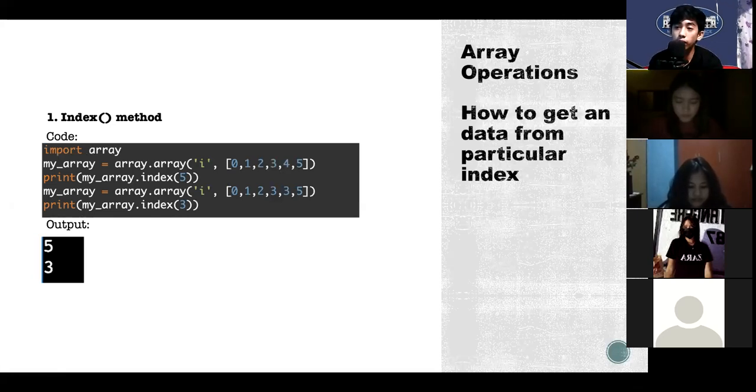And then, lagay po tayo ulit ng variable na my array, yung kagaya lang po ng ginawa natin nung una. And then, lagay po tayo ulit ng print my array index. At ang index method po sa Python is searches for a given element from the start of the list and returns the lowest index where the element appears. Yun lang po.